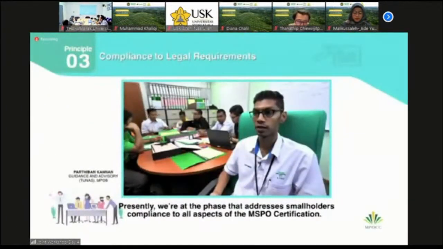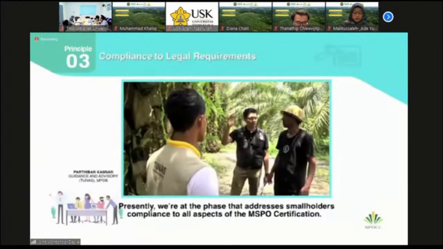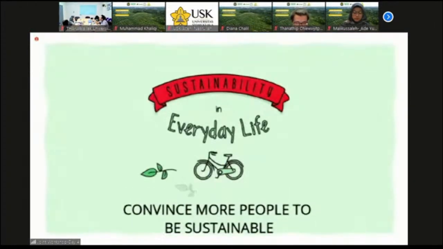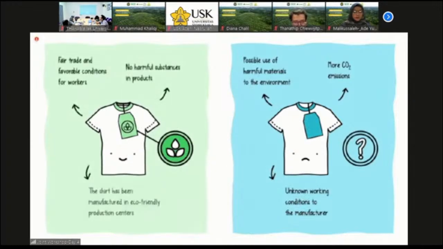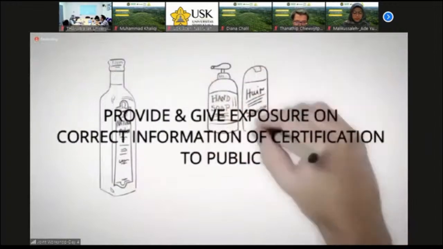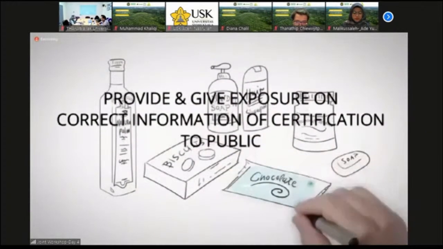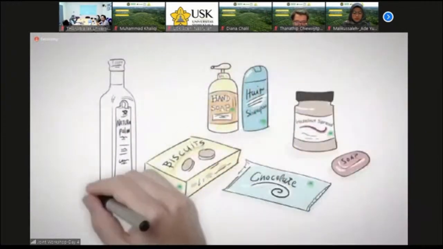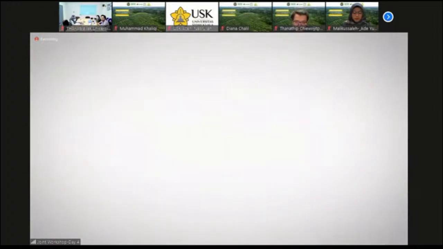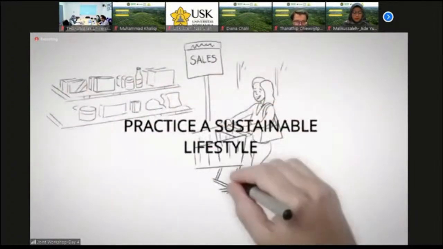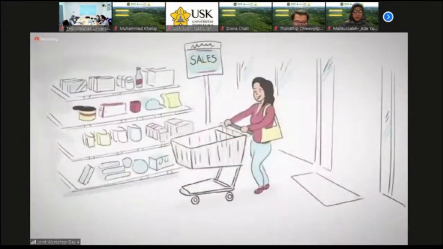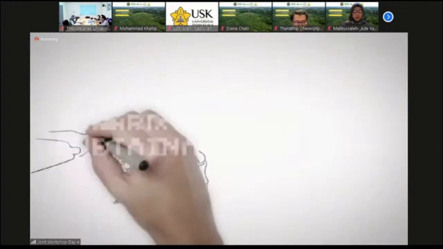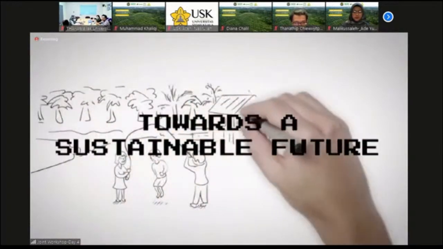The last one is one of the most important steps that need to be done, which is we need to convince more people to support sustainable products by exposing the benefits of certifications. The first one, government should highlight it and expose more correct information regarding the sustainable productions and certifications that are available. And the last one, which is the individual itself, we need to practice a sustainable lifestyle. We need to have equipped knowledge regarding the certification, sustainability, and impacts on the environmental issues if we do not become sustainable starting from now.